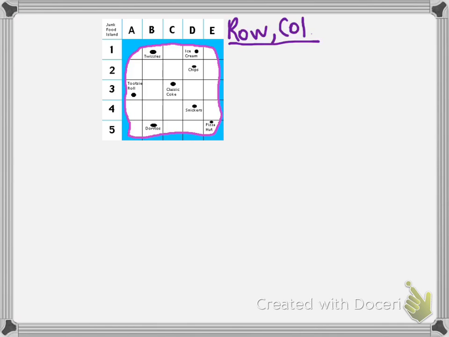Well, I love me some Doritos. So let's see if you can tell me where we can find some yummy nacho cheese Doritos. Well, I see it's right here in this box. So I'm going to look at what row that's in, and that's actually the 5th row. And what column is that in? Oh, I see I'm in the B column.